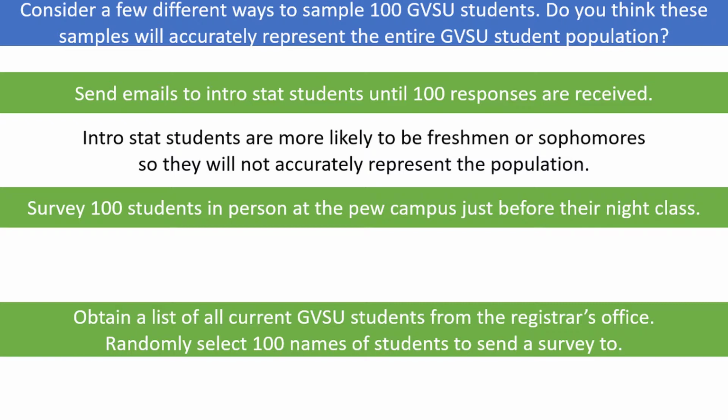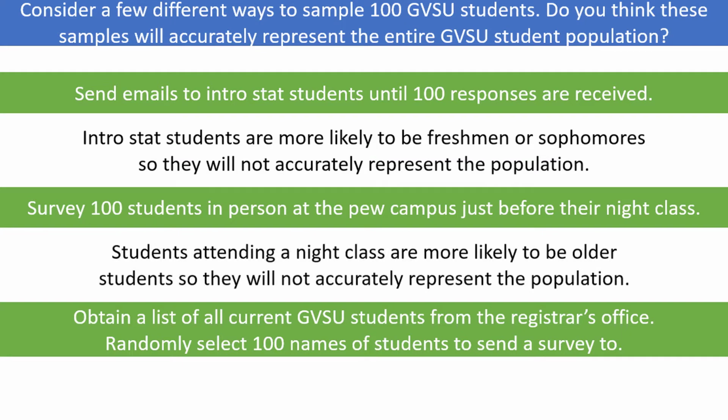If we survey students right before their night class, we would probably bias the sample towards older students. There are more older students in night classes, as they might have a job to work during the day. If we asked the older students how many states they had visited, they might report a higher number than those of the average GVSU student, as they are older and have had more time in their lives to travel.